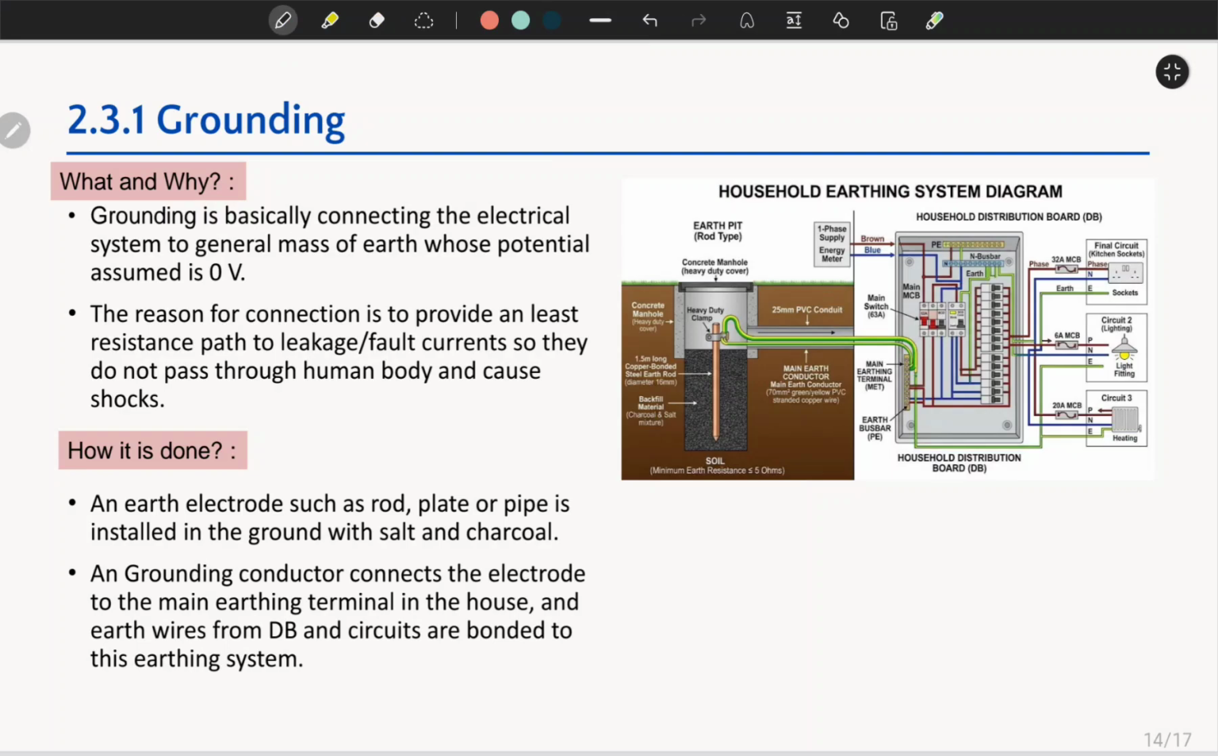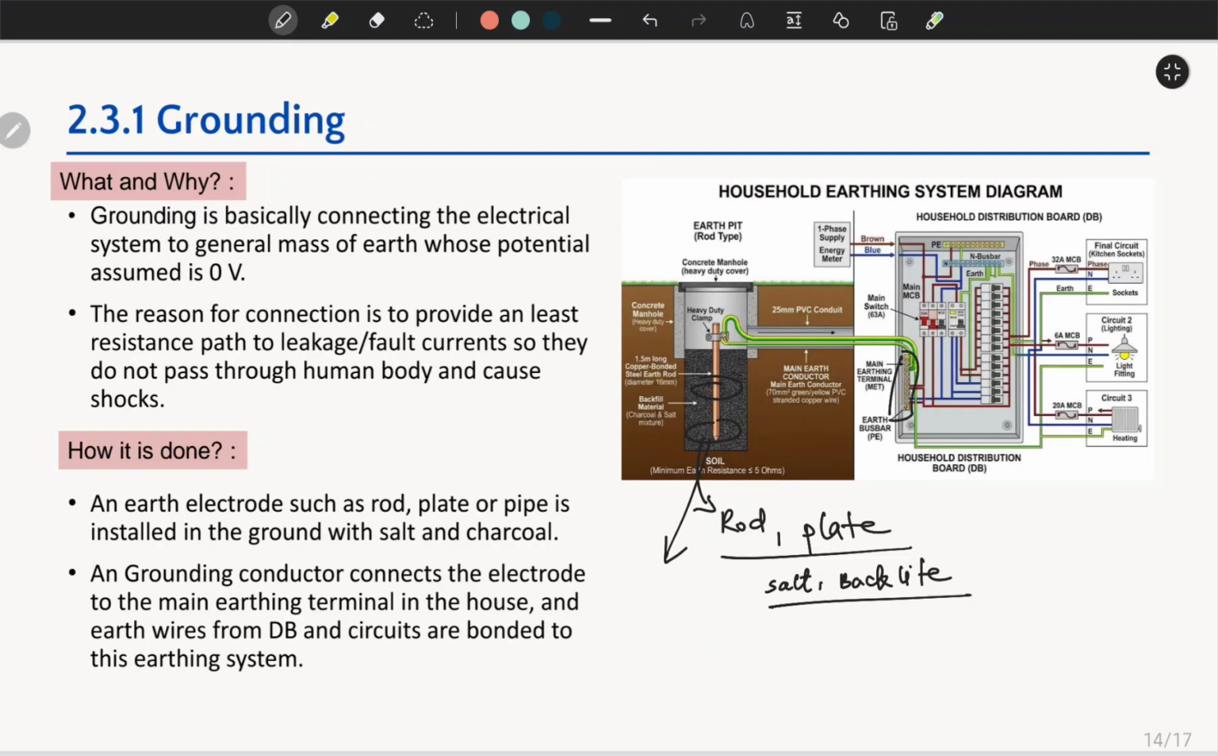Now in our household, how is it done? Outside of our house, a copper rod or a plate is put inside a hole, with some filling material like salt and bakelite. These materials are used to further reduce the resistance of this area. If the resistance is reduced, my current will definitely take this path in case of any leakage. This rod is connected via a particular color coding based on the IEC or NEC standard we have seen earlier, and it is connected to the earth link of my DB.